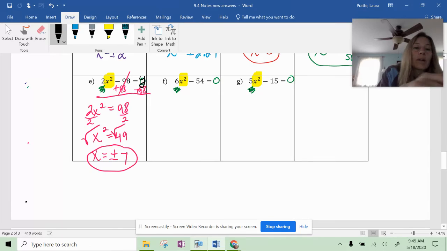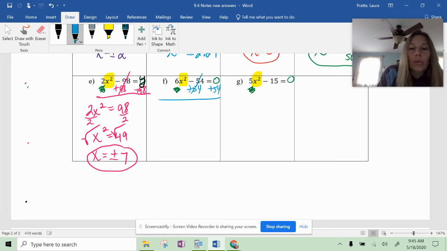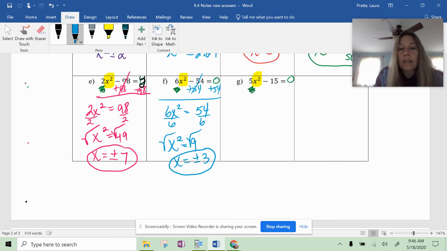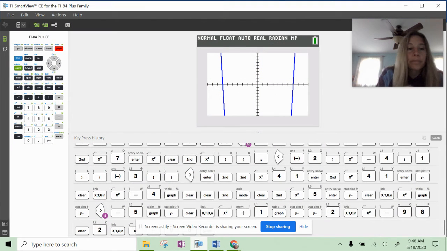Okay, so for example F here, again, we're going to get the x squared by itself. So I'm going to add 54 to both sides of my equation. So 6x squared equals 54. Divide by 6. 54 divided by 6 is 9. And then when we go to square root that, we get x equals positive and negative 3. Now, if I want to check this on my graph, I'm going to do 6x squared minus 54.